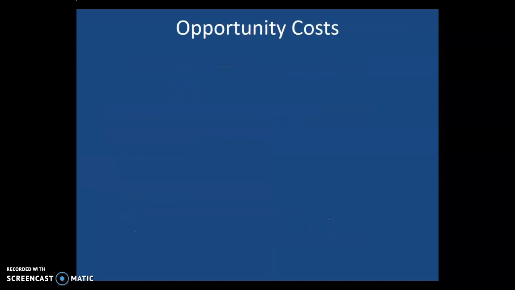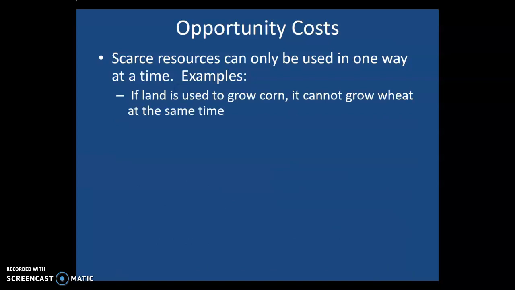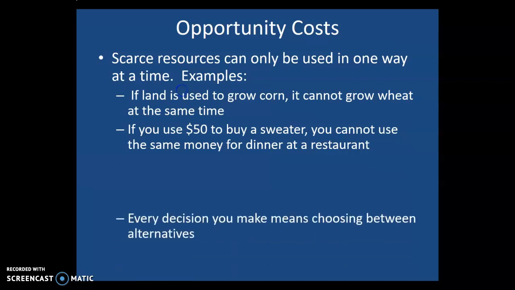All right, that leads us to the next topic, opportunity costs. Scarce resources can only be used in one way at a time. For example, if you're a farmer and you want to use your land to grow corn, you cannot use it to grow wheat at the same time. If you have $50 and you want to buy a sweater, if you use that $50 to buy the sweater, you cannot use the same $50 for a dinner at a restaurant. You can only use your scarce resource in one way.